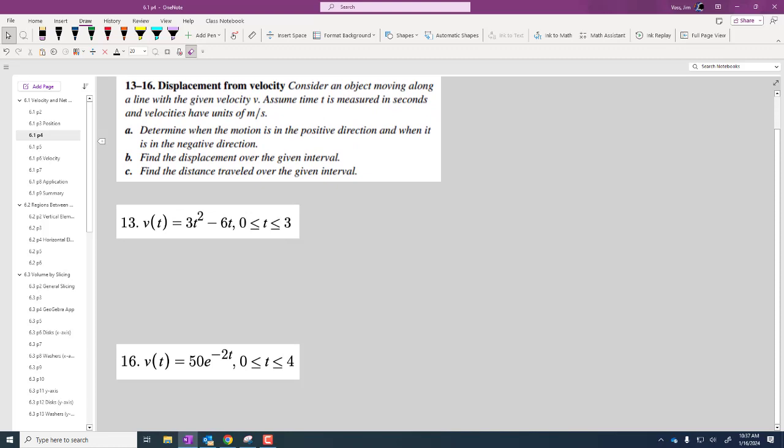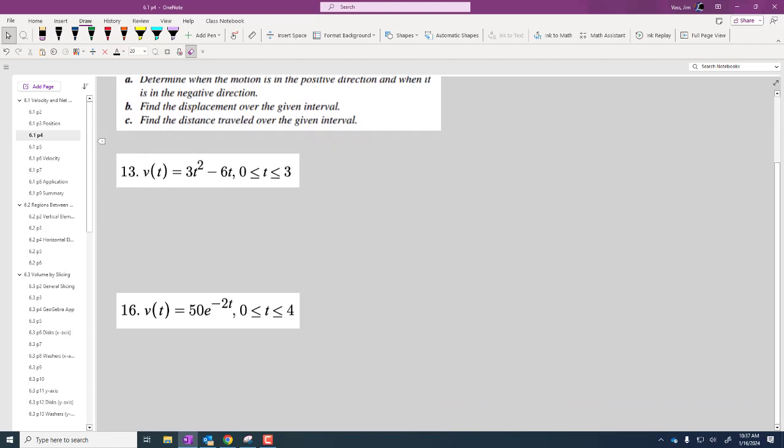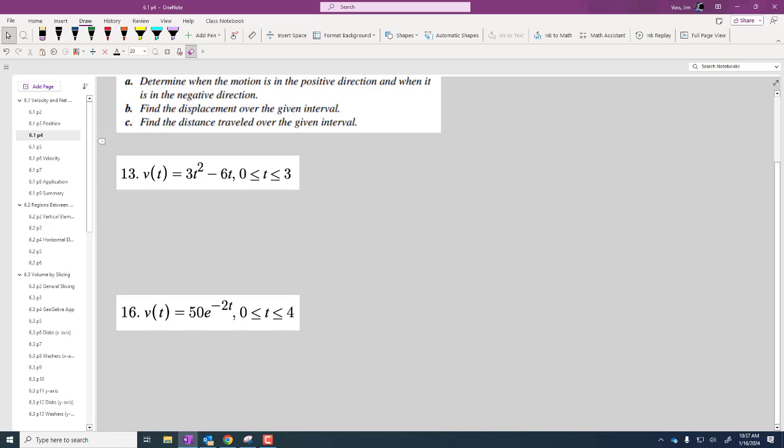Okay, so we've got an object moving along a line with velocity v, time is measured in seconds, velocity is meters per second. Determine when the motion is in the positive direction and when it is in the negative direction. We want to do that first. Generally, a graph is an easy way to look at those subintervals and figure that out. So if we can graph this quadratic, that's probably going to be the slickest way.